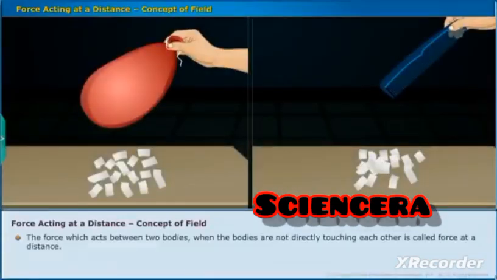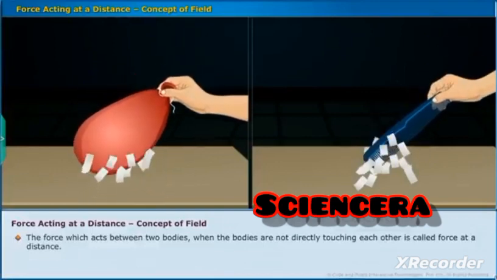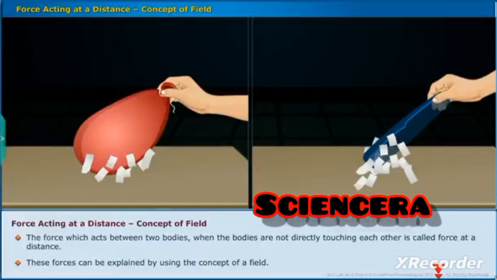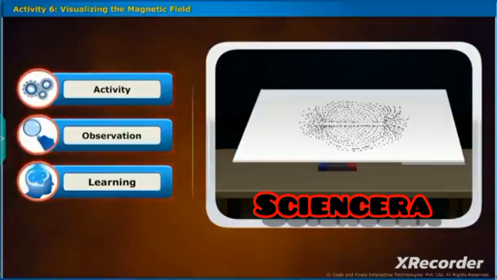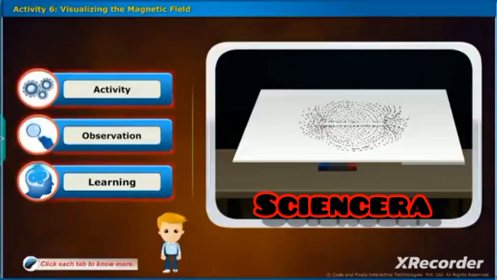The force which acts between two bodies when the bodies are not directly touching each other is called force at a distance. These forces can be explained by using the concept of a field. Let us do some activities to know more about the forces at a distance. Now, let us perform an activity to visualize the magnetic field. Click each tab to know more.